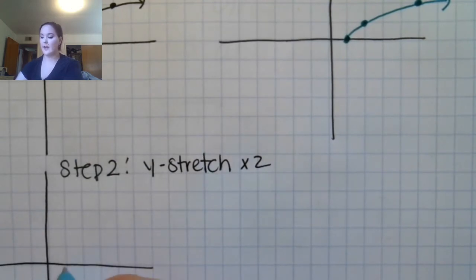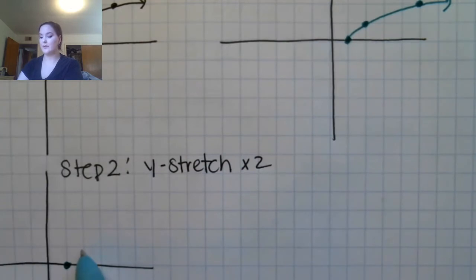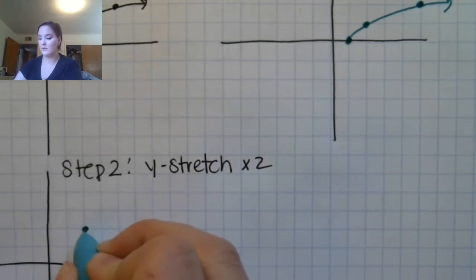Okay, so we're going to look at the y coordinates here. It doesn't affect the x part at all. So my first key point is still going to be at 1, and then I'm going to multiply my y coordinate by 2. So 0 times 2 is 0. Then I'm going to move to my second key point, which was here. My x part stays the same. My y part is going to multiply by 2. So 1 times 2 is 2.